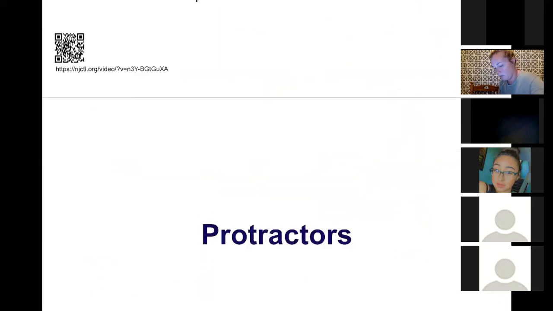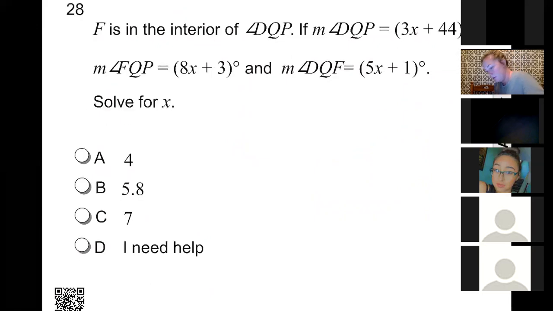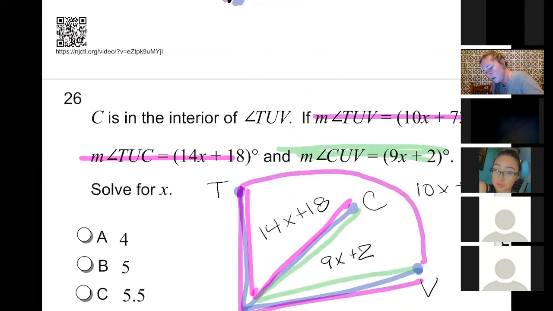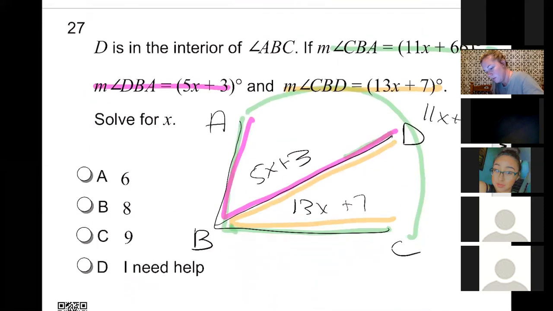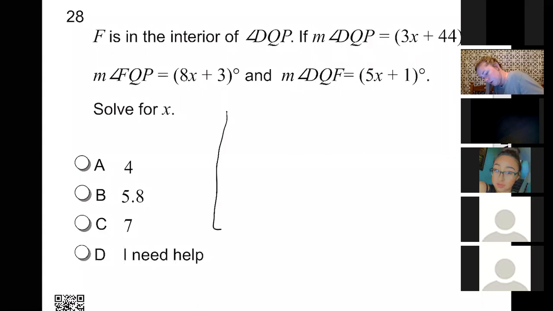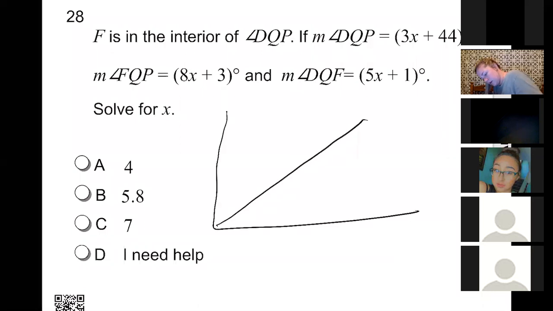Looking at the last one here. So it says F is in the interior. So all of these have been in the interior. Yep, a little crazy, but it's in the interior. So let's look at the next one. So we draw this, and we know that F is in the interior of D, Q, P.